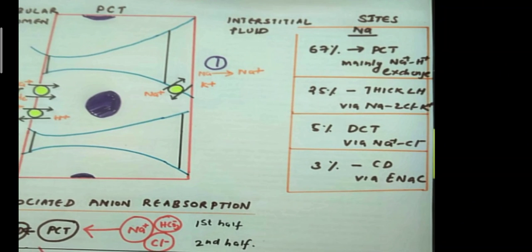So sodium reabsorption: 67% in the PCT, mainly by a sodium hydrogen exchanger, 25% in the thick loop of Henle via sodium potassium chloride transport, 5% in the DCT via sodium chloride transport, and 3% in the collecting duct via ENaC channel.